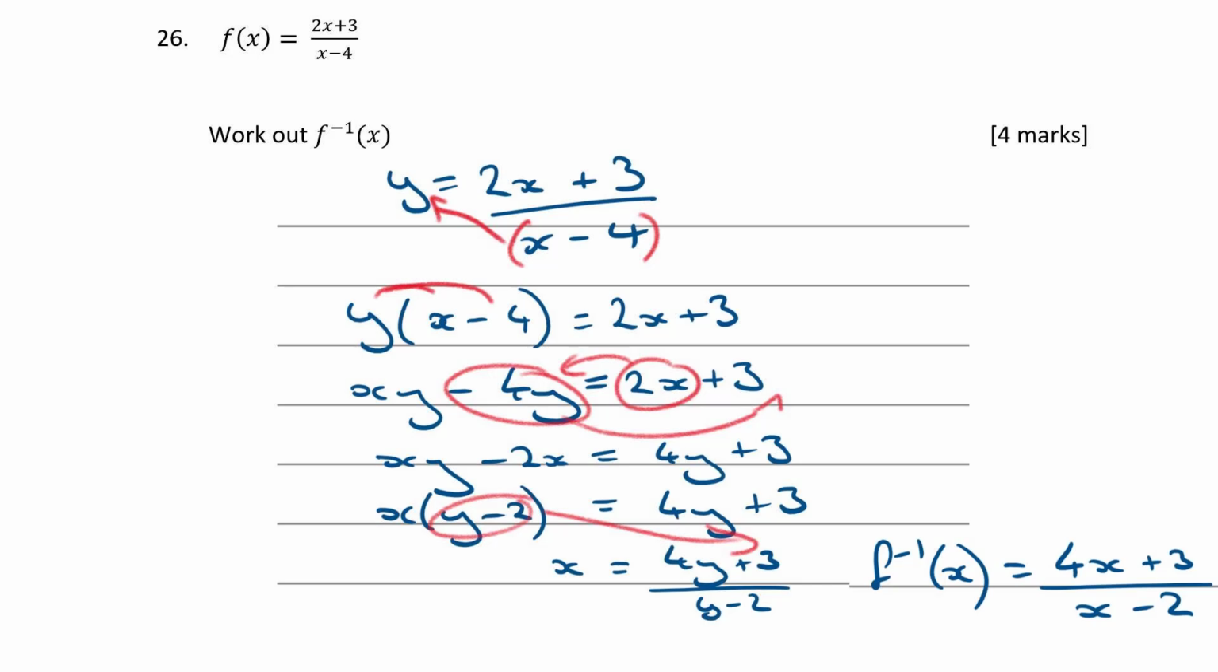So from the top then, I replaced f of x with y. So I had an equation in y. I then changed the subject from y to x, and then I replaced my y's back again with x's, and then that is your inverse function.